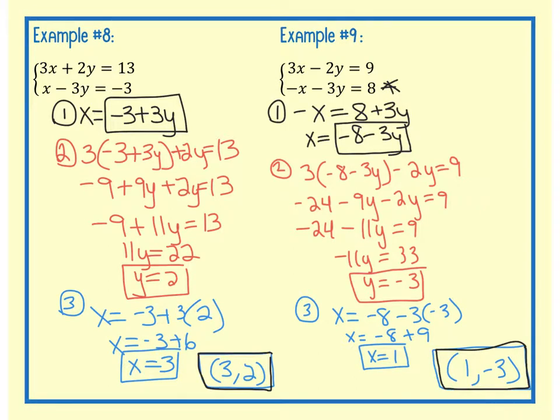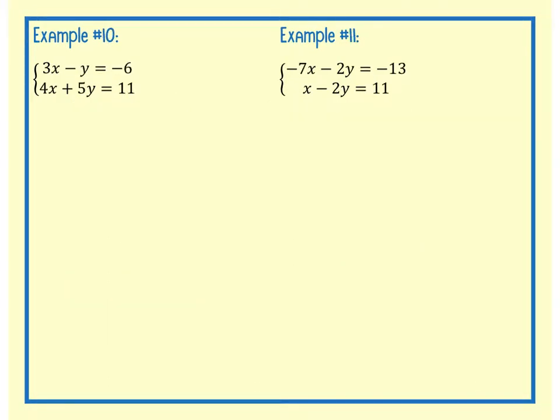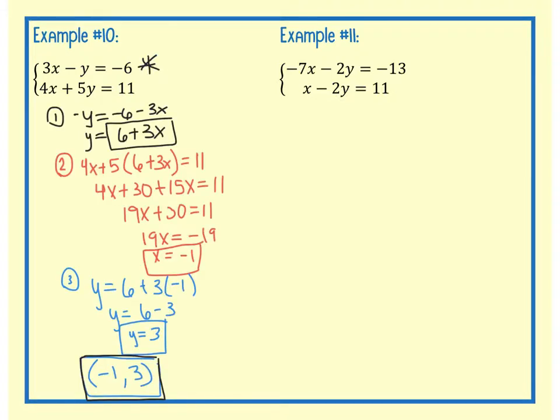There's only 2 more questions to do, so go ahead and work out number 10 completely on your own and be ready to explain how you worked it out. Okay, hopefully you came out to negative 1 comma 3. Okay, so here is what I did. When I said explain your steps, this is what I'm looking for if this was in text.